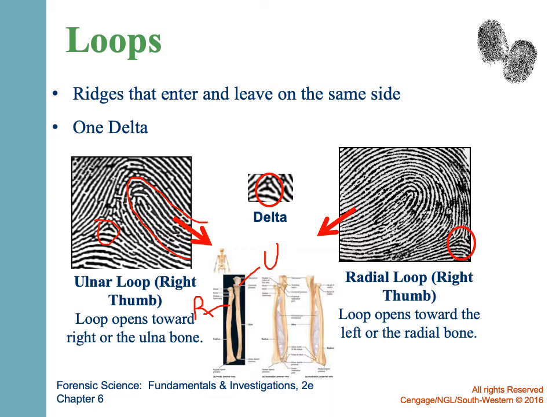And so forth. Then it has one delta. Like we see here, there's a delta, and a loop comes in one side and exits out the same side it came in. Again, if the loop opens up towards the ulna, it's called an ulnar loop. If the loop opens up toward the radius, then it's called a radial loop. You just simply look at your hand. If it opens up towards the ulna, which is inside, it's an ulnar loop. If it opens up towards the thumb, then it's a radial loop.